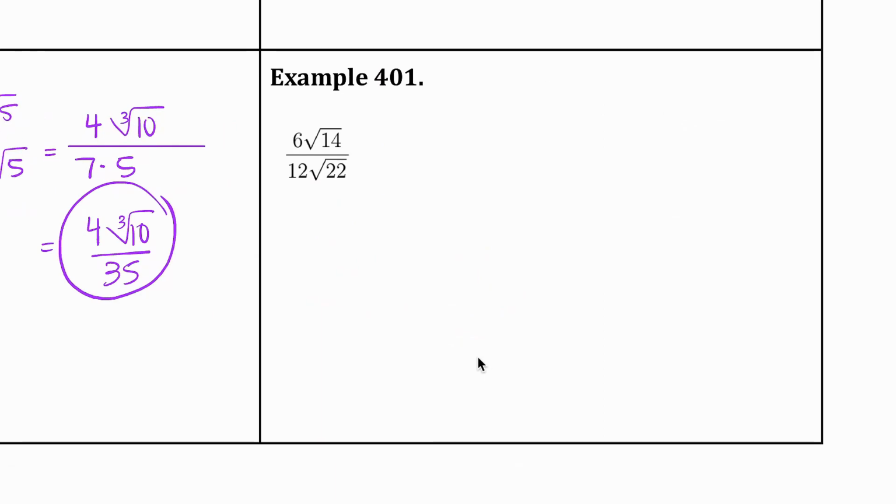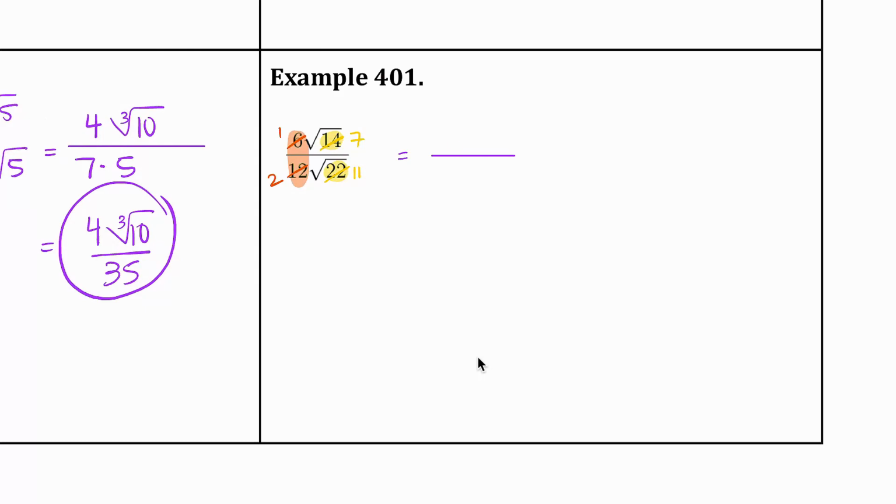All right, and then this last example here, we're dealing with square roots. Square roots are always nice because we don't have to worry about how many times we need to multiply it. But on this one, something that might help us is if we go ahead and see what can be simplified first. So if we look at our coefficients, 6 and 12, I can turn that into a 1, turn that into a 2. If I look at my radicands, they can both be divided by 2, so I'm going to have 7 and 11. So let's rewrite this a little bit nicer.